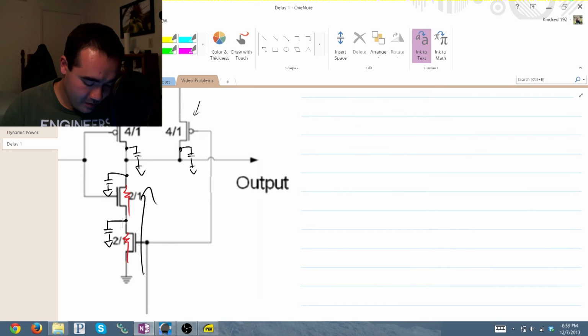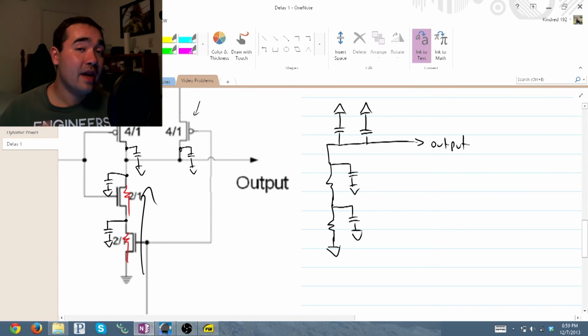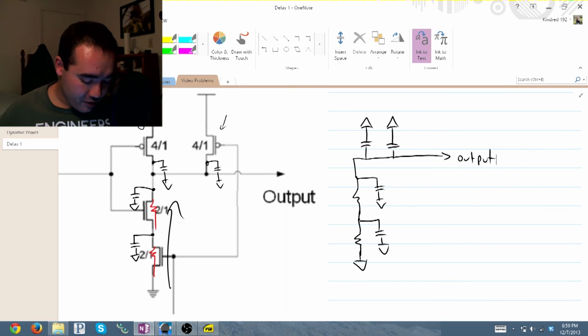Redrawing this, we have ground, resistance, capacitance, resistance, capacitance, another capacitance in parallel with that guy, and our output. Now the problem doesn't define any kind of input capacitance for the next stage, so we're just not going to draw that in here. So what are these capacitor and resistor values?